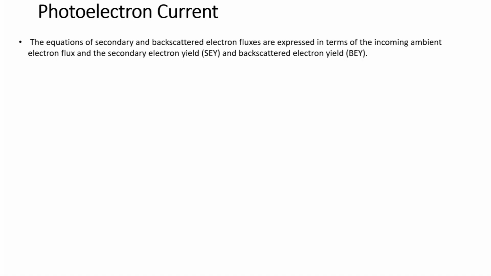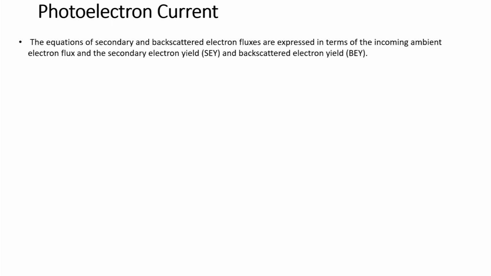Now, we will discuss the photoelectron current, that is, the photoelectron fluxes. You already know how the photoelectric effect happens. Whenever you have an energetic photon, it can impart sufficient energy so that electrons are taken out, leaving a positive ion on the spacecraft surface. These things we already discussed, but what is the equation?